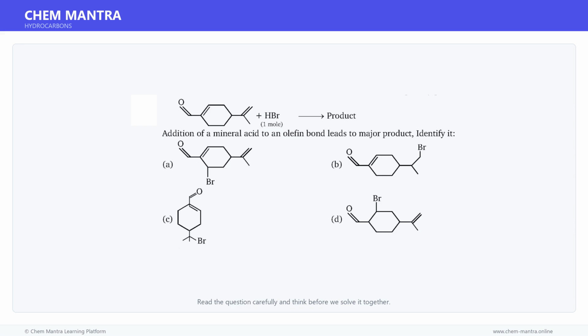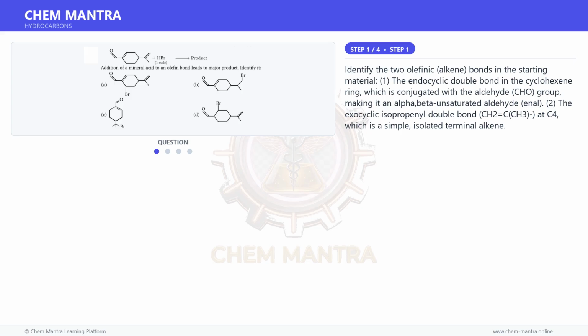Here is a question. Read it carefully and think about the answer. Let us solve it step by step. Let us begin solving this step by step. Identify the two olefinic, alkene, bonds in the starting material.